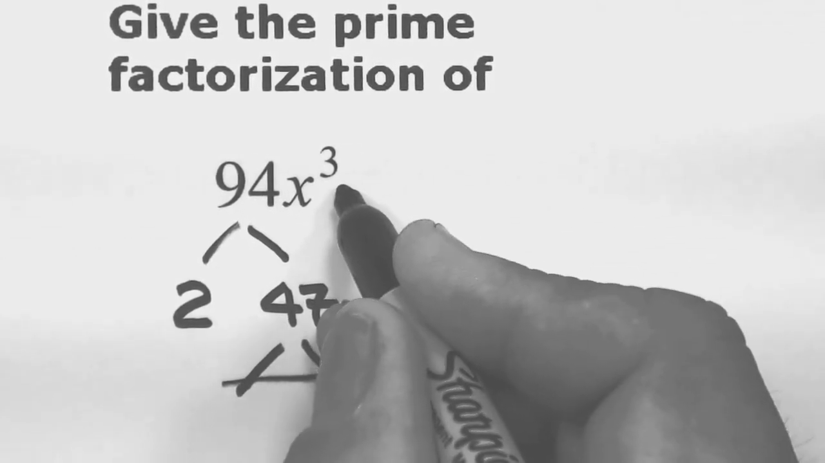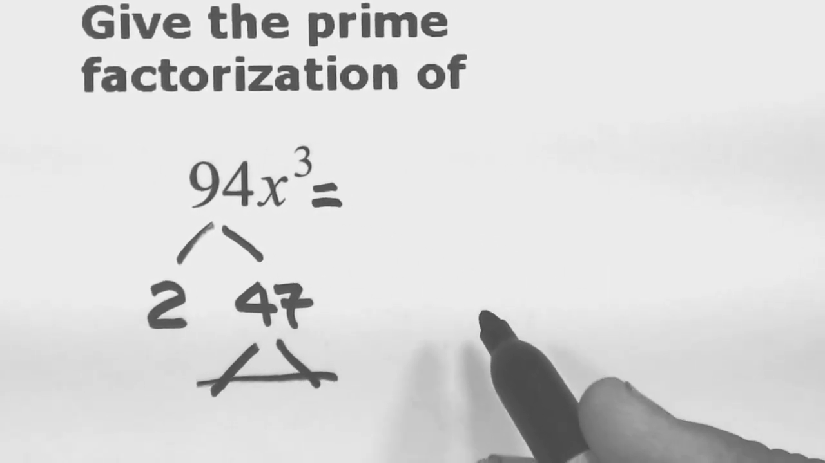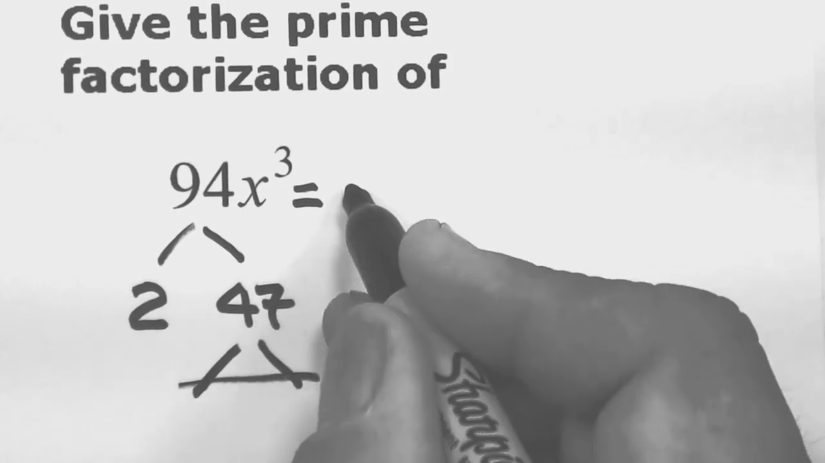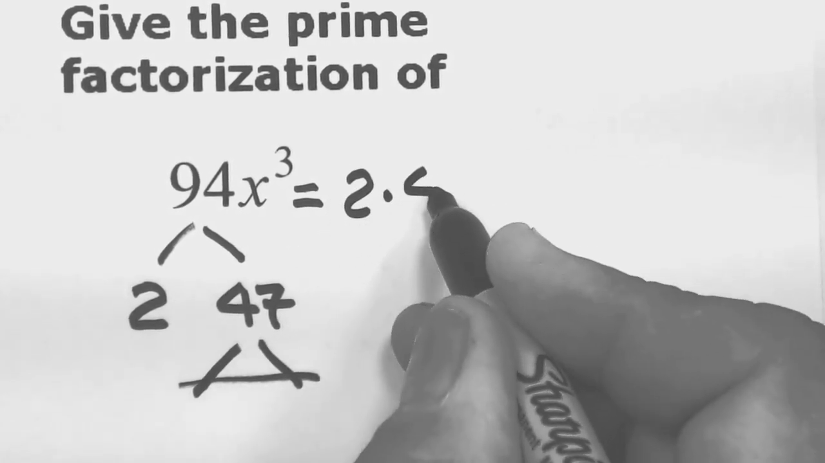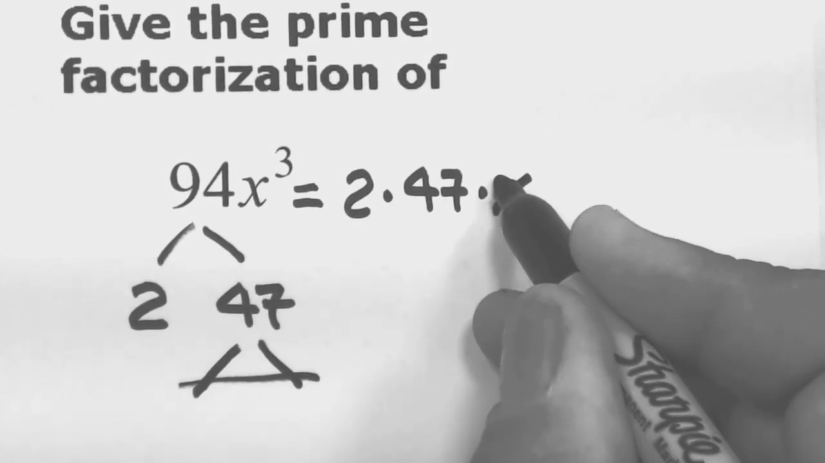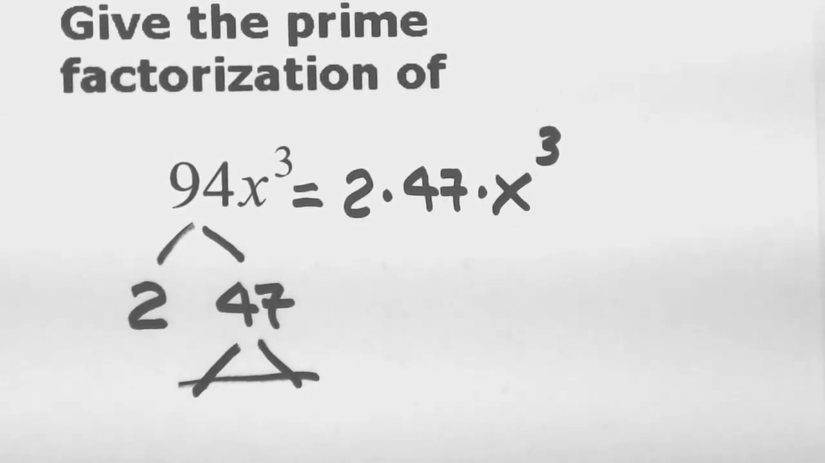So, that being the case, here's the only thing we can do for the prime factorization of 94x cubed. We know it's 2 times 47 times, don't forget the x cubed, and of course x to the third power. So there is our prime factorization of 94x cubed.